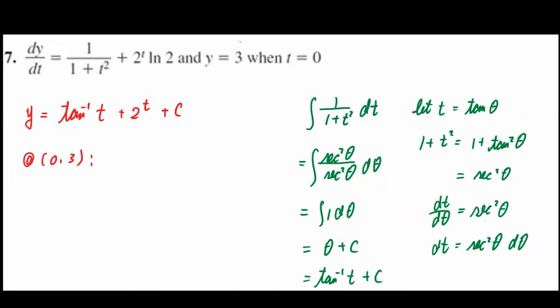So we plug it in. On the left-hand side, we get 3. And on the right-hand side, plug in 0. I'm going to write it the long way. Inverse tangent of 0 plus 2 to the 0 plus c. And you have to be careful. This is 0. This is not 0. This is 1. So that tells you c is equal to 2 now. You with me? Now we can say, therefore, our y is equal to inverse tangent of t plus 2 to the t over ln 2 plus 2. This is our final answer.